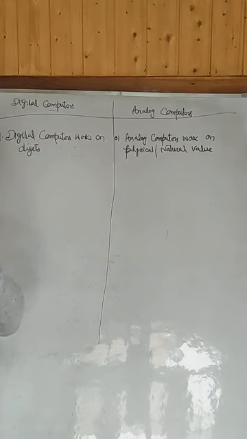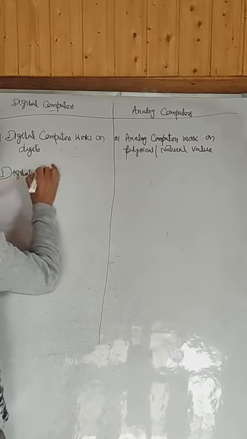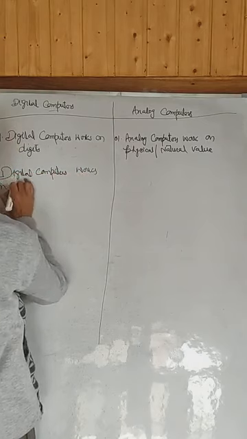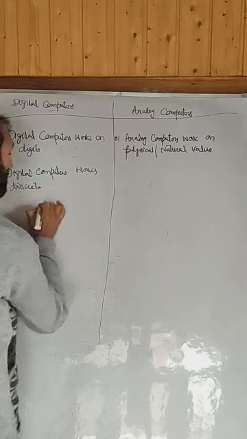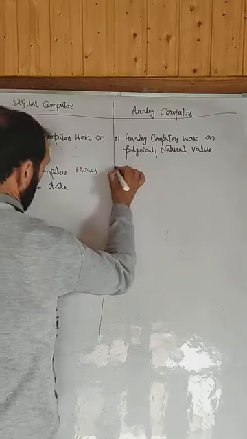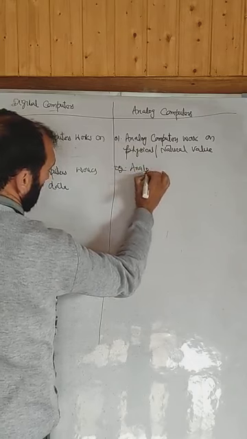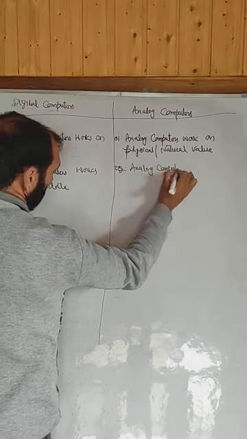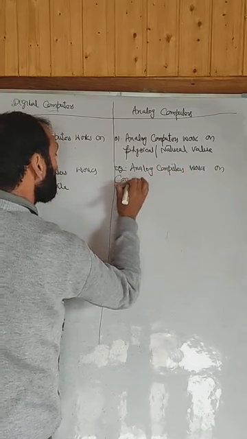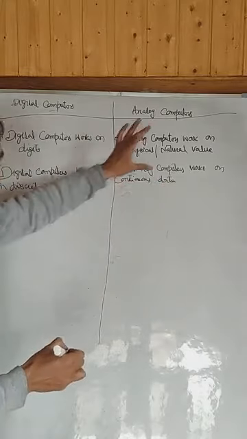That means digital computers work on discrete values, discrete data, whereas analog computers operate and work on continuous data. This is the main difference.